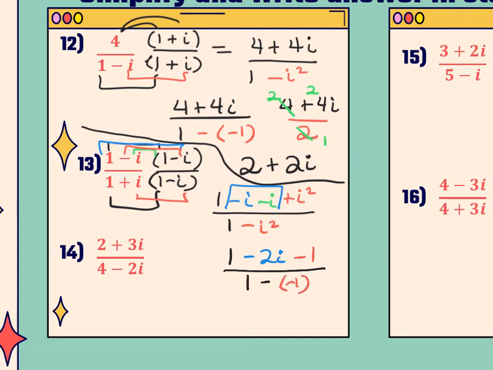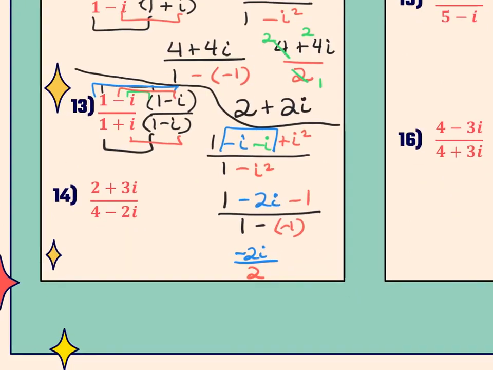Notice the numerator, 1 minus 1. Those two reals are gone. So in the top, I'm just left with negative 2i. And in the denominator, I get a 2. I can simplify this. And these will both become 1's. So my final answer here is just negative i.